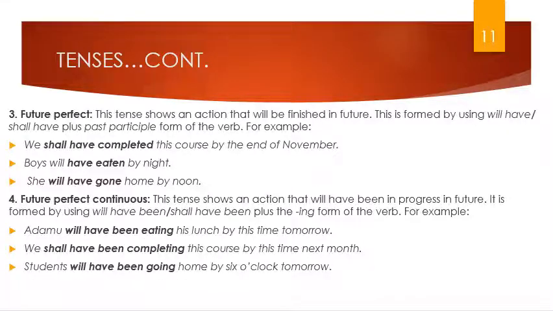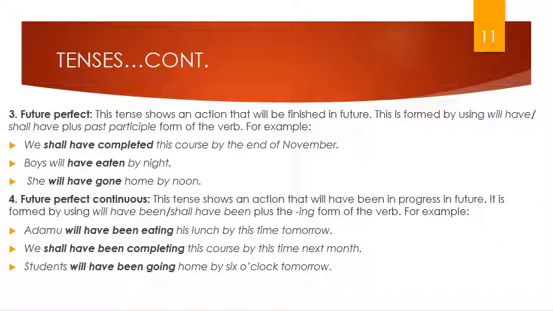The third one is future perfect tense. This tense shows an action that will be finished in the future. This is formed by using will have or shall have plus the past participle form of the verb. For example, we shall have completed this course by the end of November. Boys will have eaten by night.